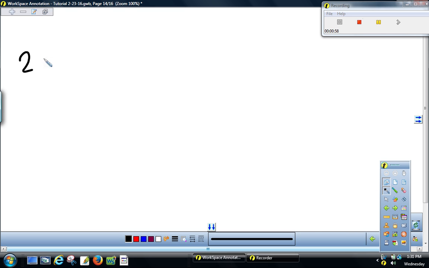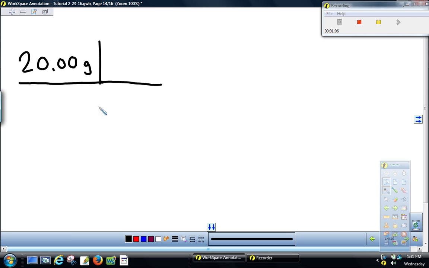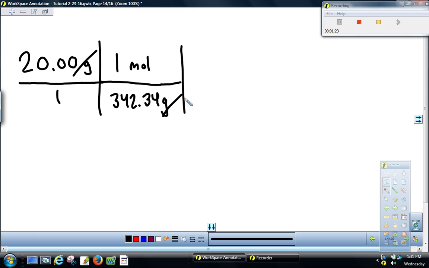We're going to take what we know, 20 grams. I'm not going to include units. I like to write sucrose, but I'm going to run out of room. So 20 grams of sucrose, we put it over 1. To go from grams into moles, we divide by the molar mass. So 1 mole of sucrose is equal to 342.34 grams of sucrose, and grams of sucrose will cancel. We're now in moles of sucrose.